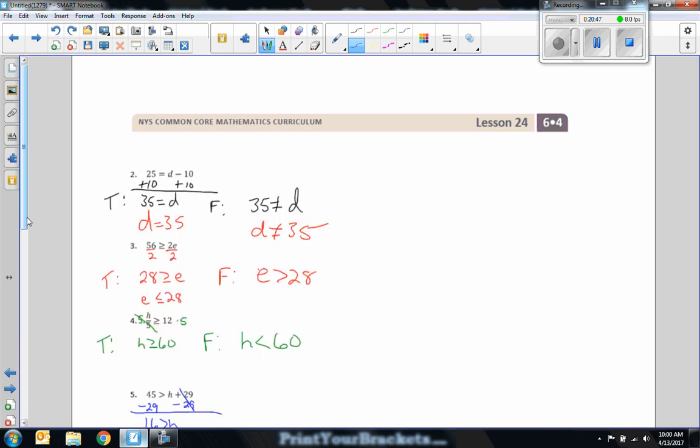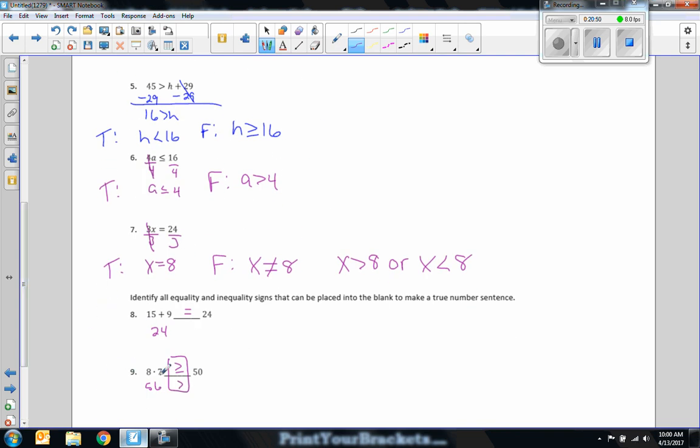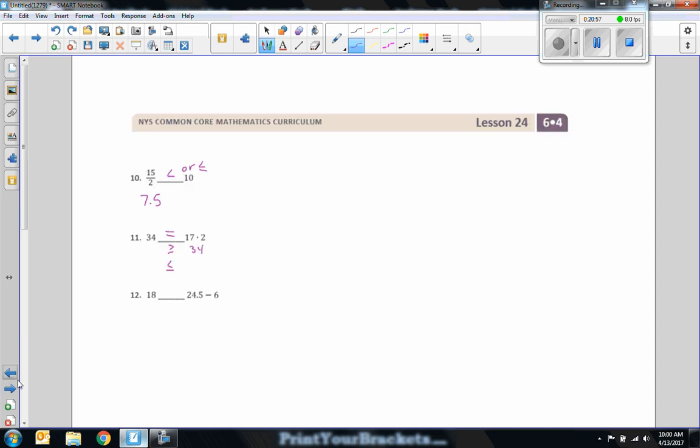So if I go back to 24, that could also be greater than or equal to 24. And that could also be less than or equal to. Okay, so it doesn't just have to be an equal sign if they are equal. So now I have 24.5 minus 6. 24.5 minus 6 is 18.5. So that is going to be less. Or I could have less than or equal to make it true.